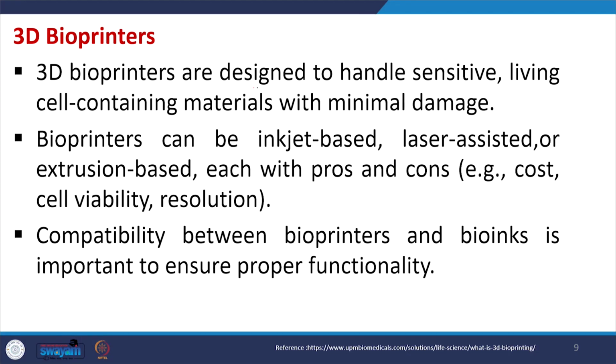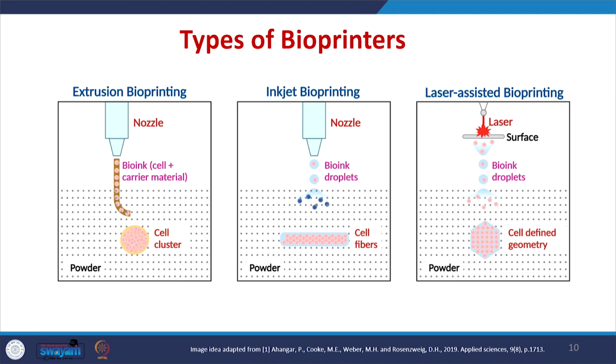These 3D bioprinters are designed to handle sensitive living cell containing materials with minimal damage, and these 3D bioprinters can be broadly divided into 3 types, that is inkjet based, extrusion based and laser assisted. Each has its own advantage and disadvantage, which I will discuss in the subsequent slides, and the compatibility between the bioprinter and bio ink is very important to get the proper 3D printed tissue. So, these are the various types of 3D bioprinters: extrusion bioprinting, inkjet bioprinting and laser assisted bioprinting. So, let us learn one by one in detail.